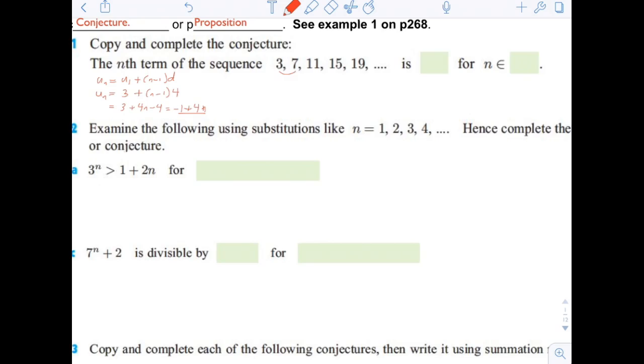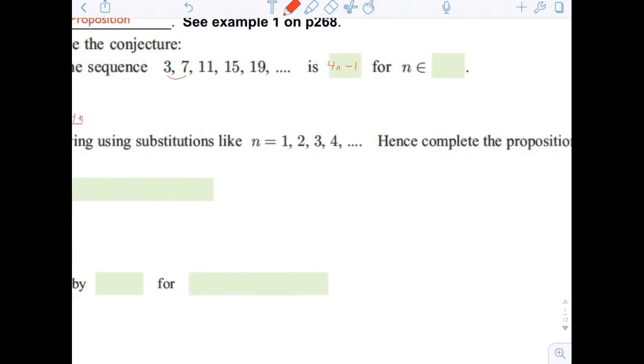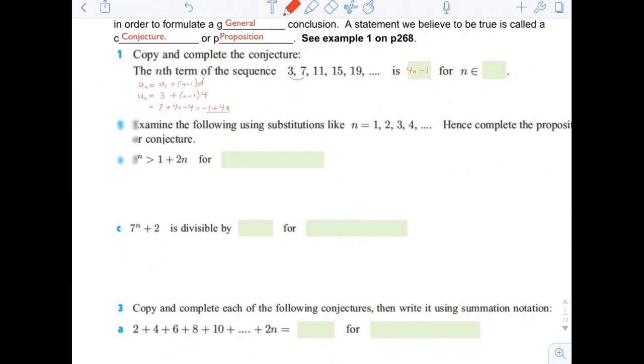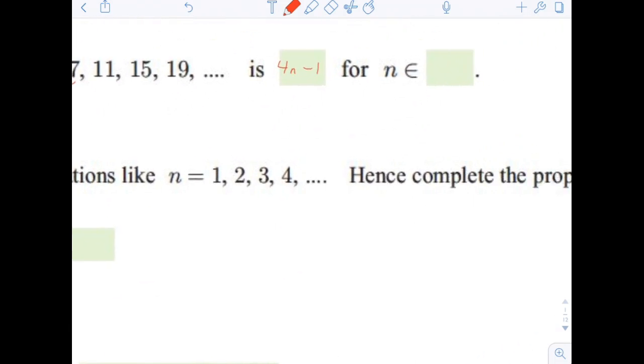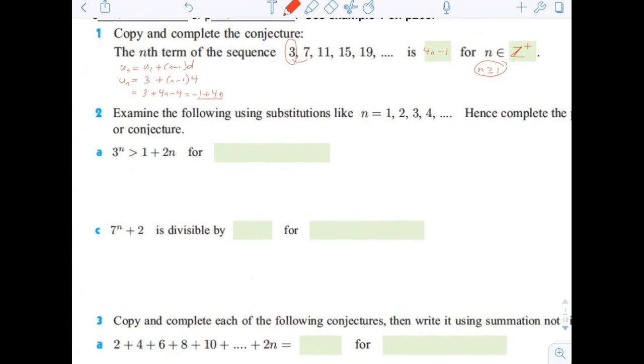So the nth term of the sequence is negative 1 plus 4n, or 4n minus 1, and n is an element of... let's see, we're going to start with n equals 1 in order to generate the first term. So that means n is greater than or equal to 1. One compact way to write that is n is an element of the positive integers. And that's basically the same thing as writing that. Okay, Z is the integers, whole numbers.